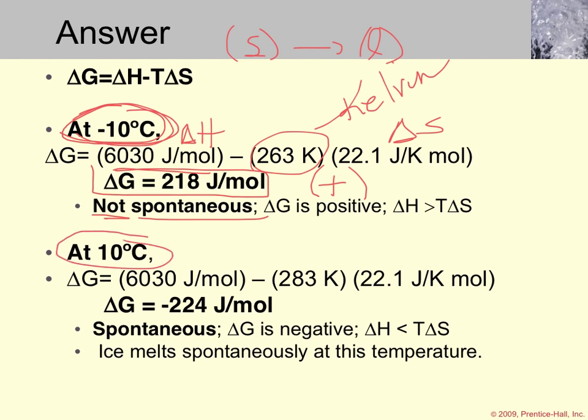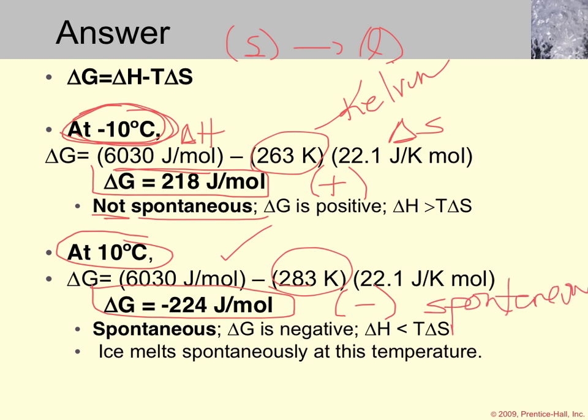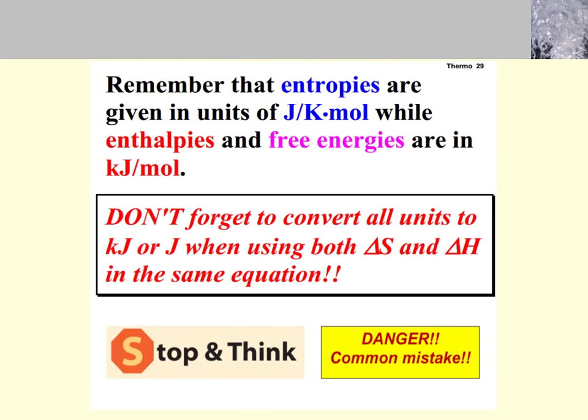However, at positive 10 degrees Celsius, plugging in the same values except for temperature, we get a free energy value of minus 224 joules, which means at this temperature, it is spontaneous, and that is true. You take ice out anytime, anywhere above 0 degrees Celsius, and it will spontaneously melt. So that gives you a quantitative view of how spontaneity can depend on temperature.